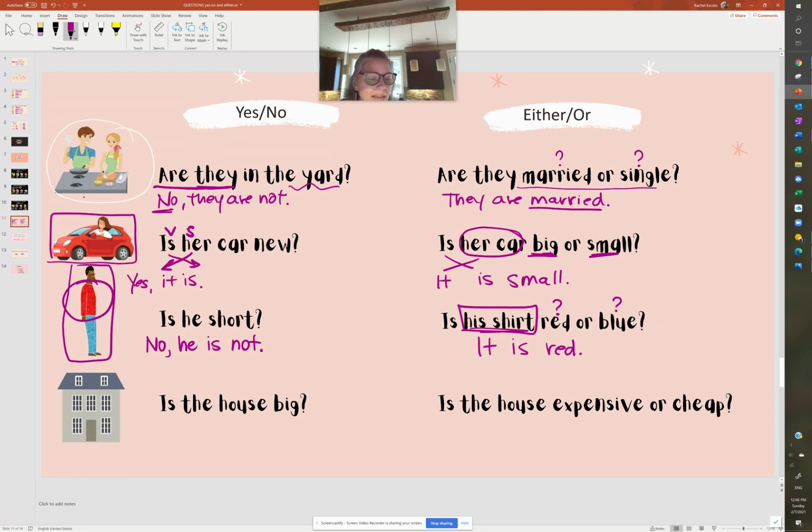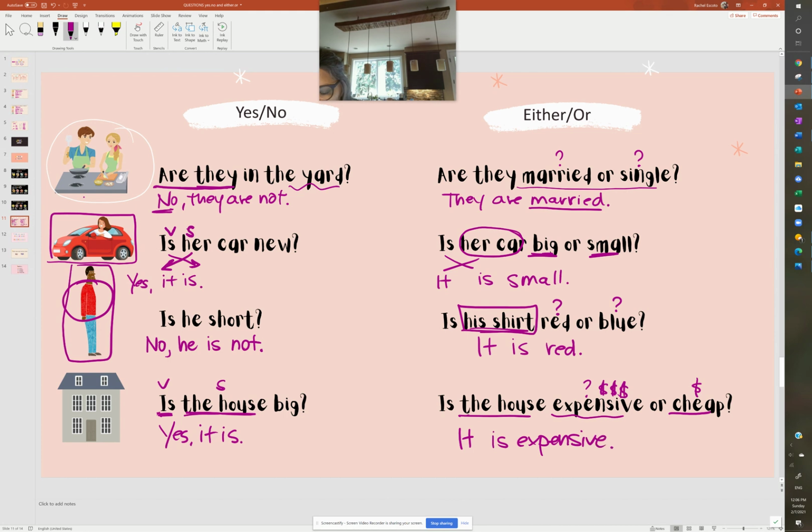And then look at this house. Here we have our verb and our subject, right? This is our verb and the subject is the house. That's the noun we're talking about. And the adjective, big. Is the house big? The answer, yes, it is. Yes, it is big. And how about this one? Is it expensive? Money, money, money. Or is it cheap? What do you think? Is that house expensive or cheap? It, the house, is expensive. It is expensive.